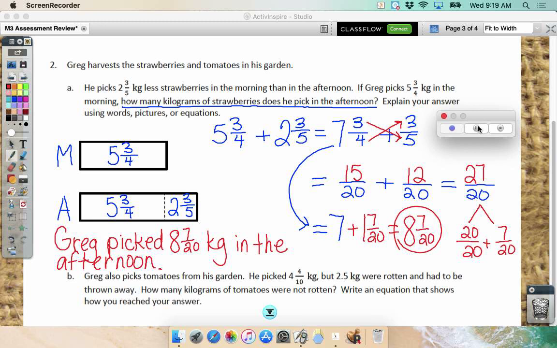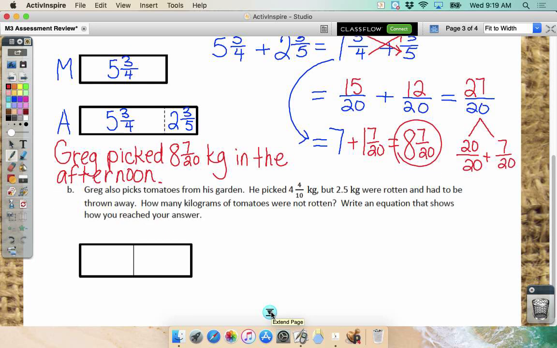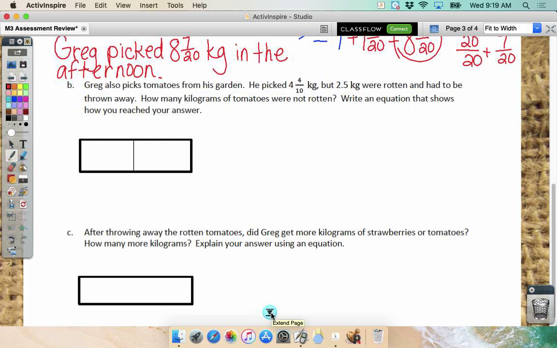Okay, let's look at the next problem. They're trying to trick you on this by putting a decimal in there, but we're smarter than that. Greg also picks tomatoes from his garden. He picked 4 4/10 kilograms, so that's the total. But 2.5 kilograms were rotten and had to be thrown away.